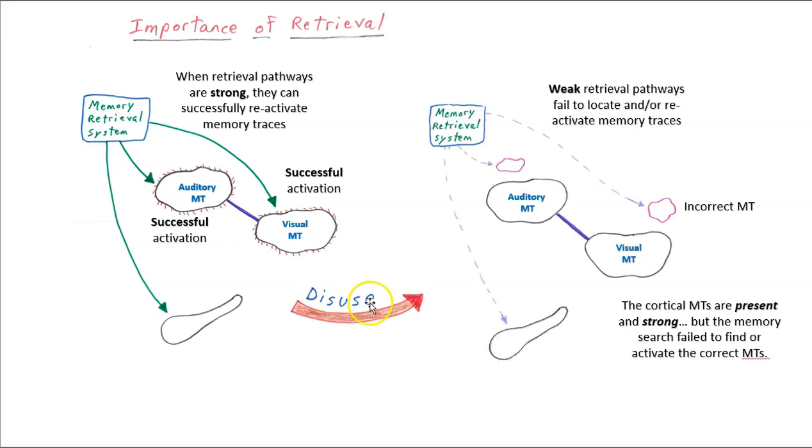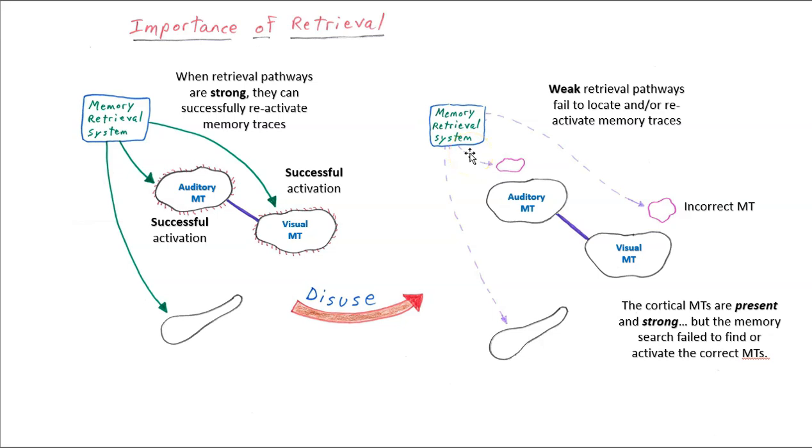But if now they go for an extended period of time where they don't retrieve this information, what you get is something on the right here. We can still have strong cortical memory traces for that information, that knowledge, but it seems as though the brain now has trouble finding those memory traces. And we can kind of think of this as the retrieval pathways have weakened.